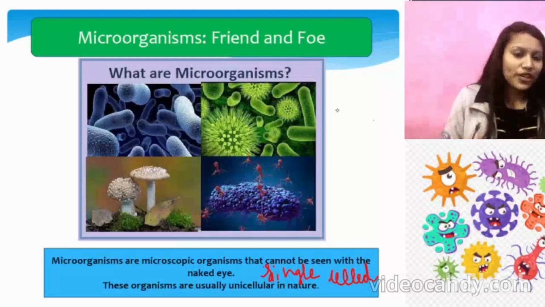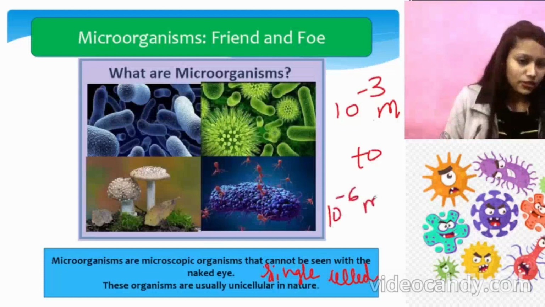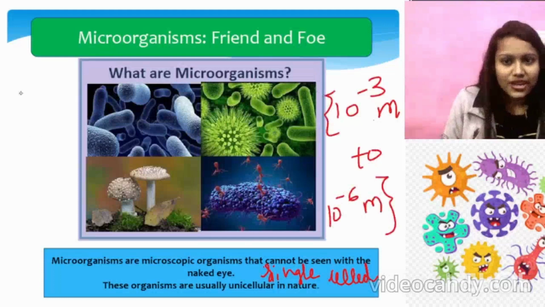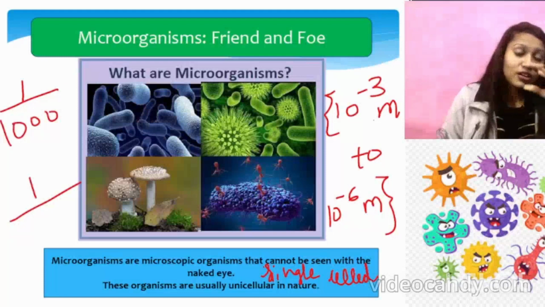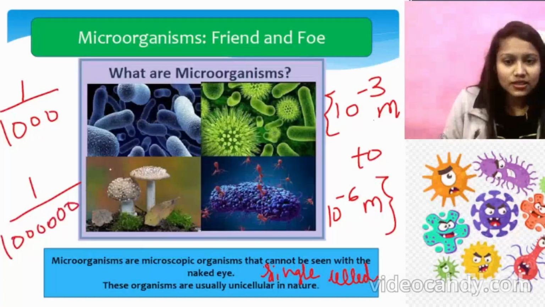Now, I would also like to mention the specific sizes: 10 to the power minus 3 meter to 10 to the power minus 6 meter. So this is their size range. If you don't understand, I will also write it. You can also write it as 1 by 1000, and this is small. You can imagine there is one part, and we are dividing it by 1 followed by 6 zeros. So this is the range of their size. I hope this is clear to you. Then we will move to the next slide.